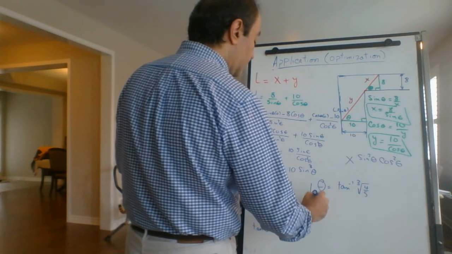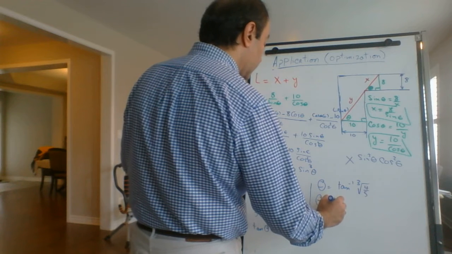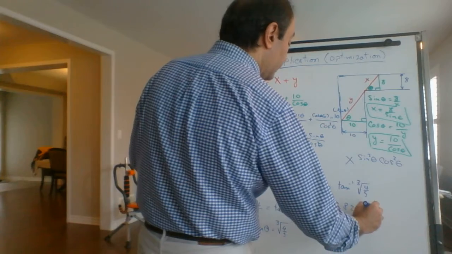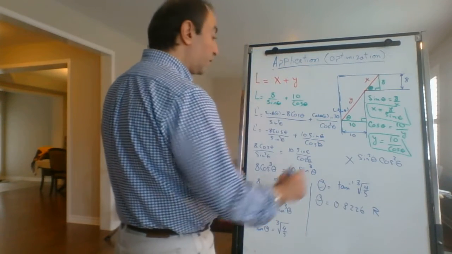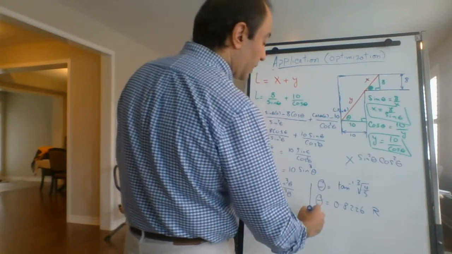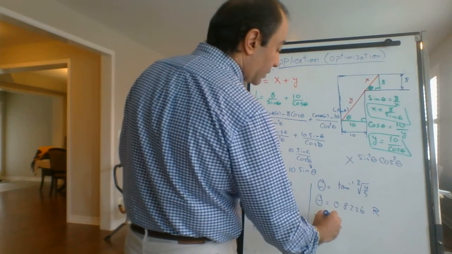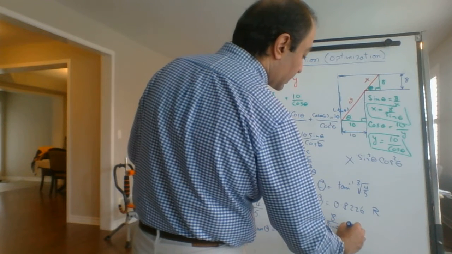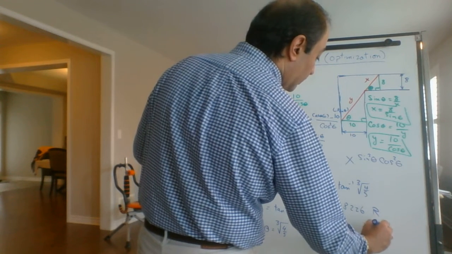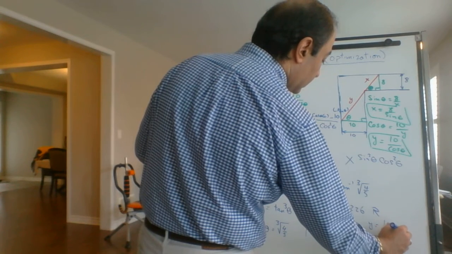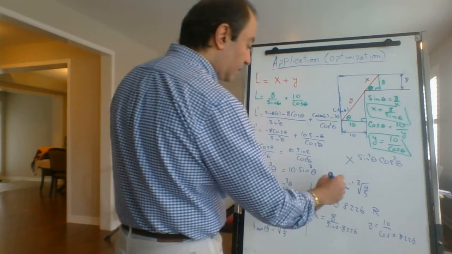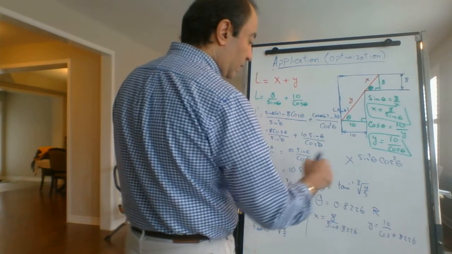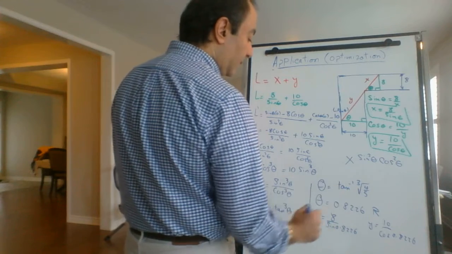I did this in my calculator. So theta is 0.8226 radian. Then we can find x. So x will equal 8 over sine 0.8226, and y will equal 10 over cosine 0.8226. I'm not sure if I did the theta correct. Maybe I need to check this, but hopefully everything is fine.